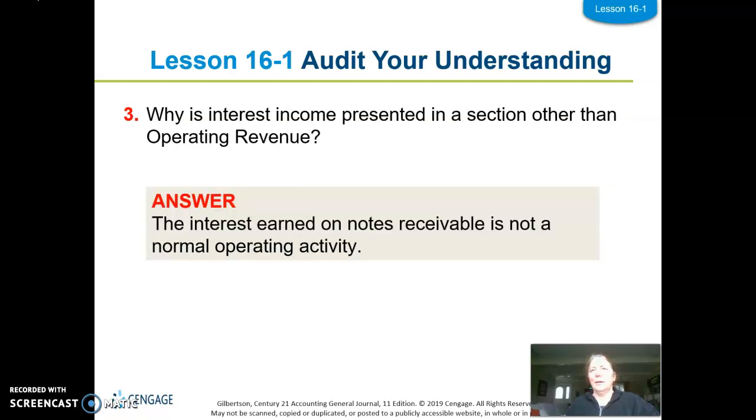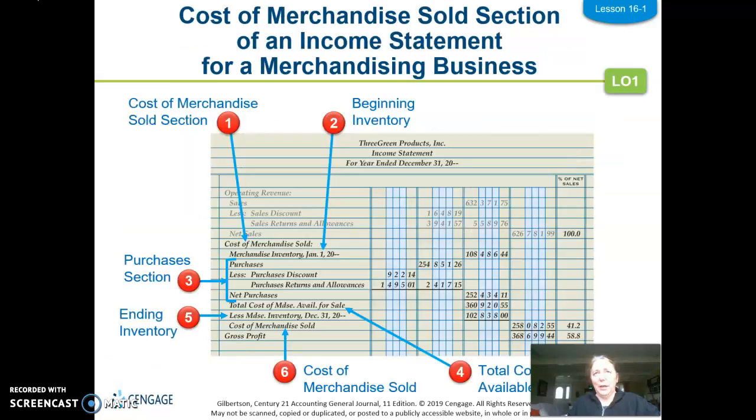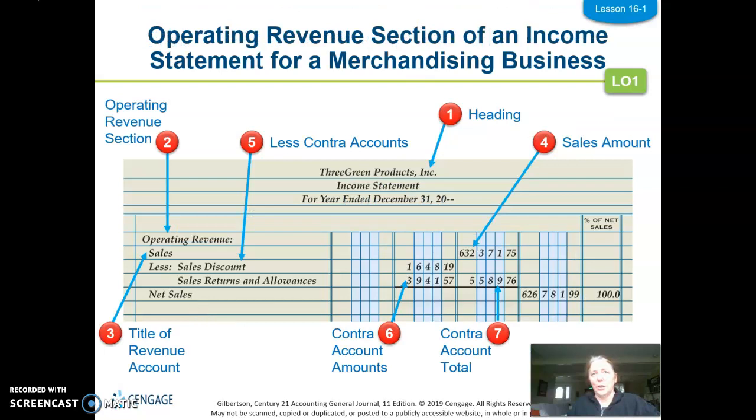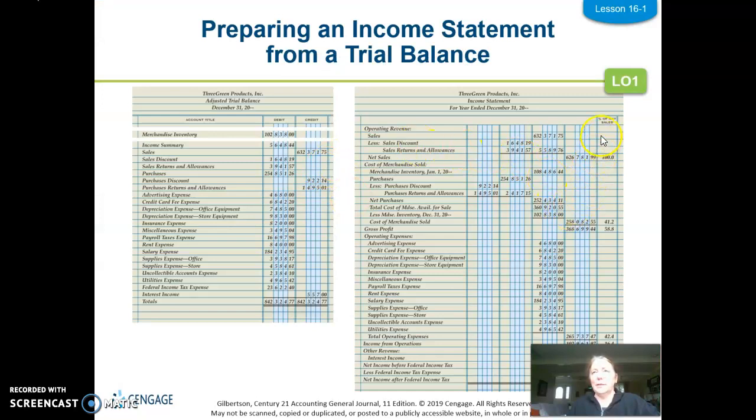And then why is interest income in a section by itself? It's because interest earned on notes receivable is not a normal operating activity. We're in business to sell products, not to earn interest on notes receivable. So that is an income statement for a merchandising business. And again, you don't have to memorize this whole format, but it should make logical sense to you. And most of the amounts that we use are coming from the adjusted trial balance. And this is what it looks like in its entirety. So it's pretty long, but it makes logical sense. And this net income number is really important to a lot of investors and lenders as well.